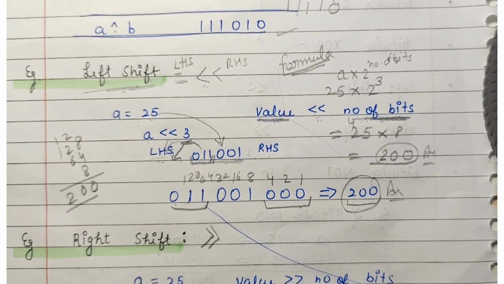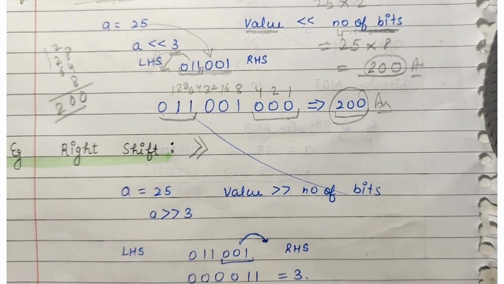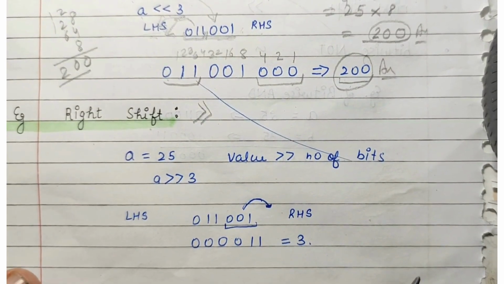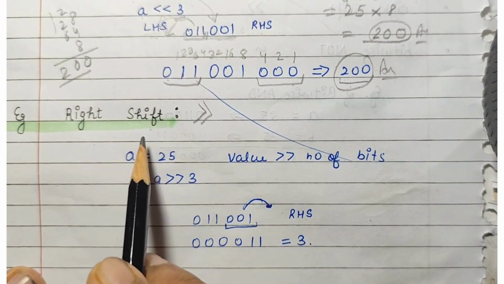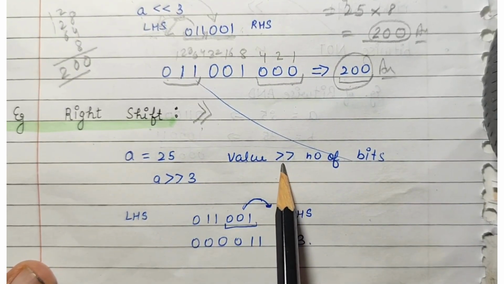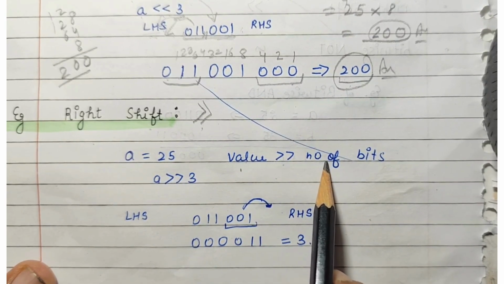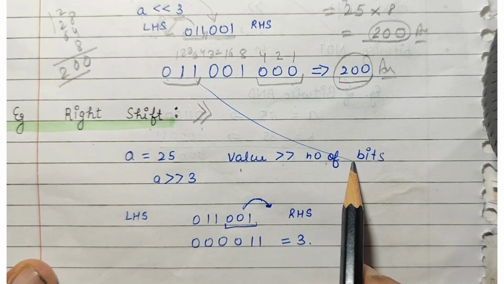Okay, so now we move to the right shift. If anyone has any query, you can ask me in the comment box. Now we perform the right shift operation. This is the symbol for the right shift. Again, this is a binary operator. On the left hand side we always use a value, on the right hand side we use the number of bits, by which you want to perform the right shift operation.